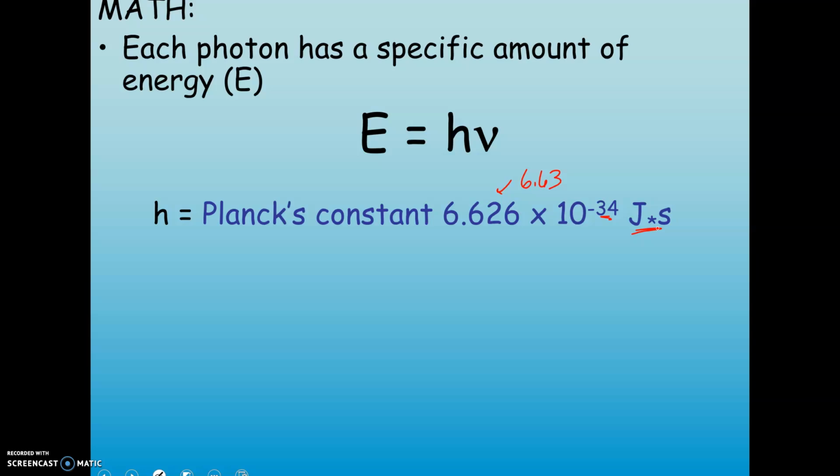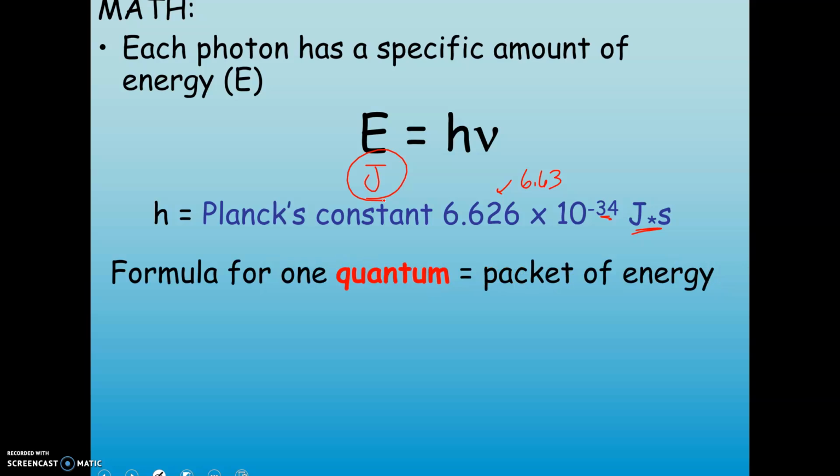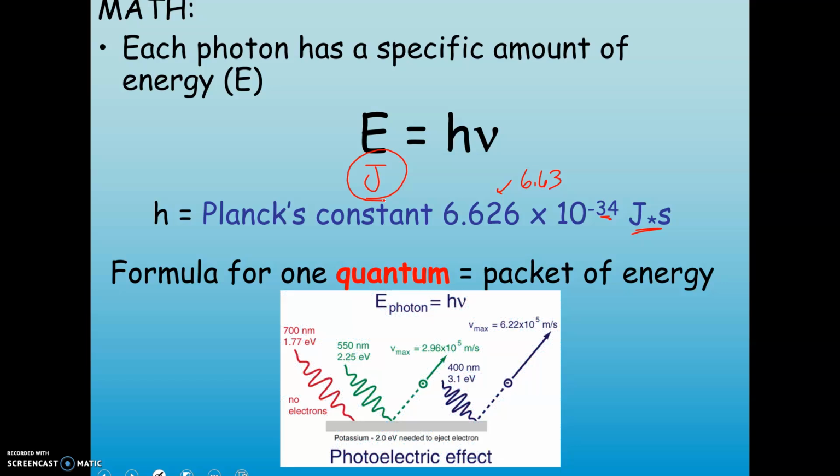Energy is measured, our standard metric unit for it is joules. Another measure of energy is calories, but we don't usually use that. That's not our metric unit for it. Joules is our metric unit, but I'm sure you're familiar with calories. So that's the formula for one quantum or packet of energy.